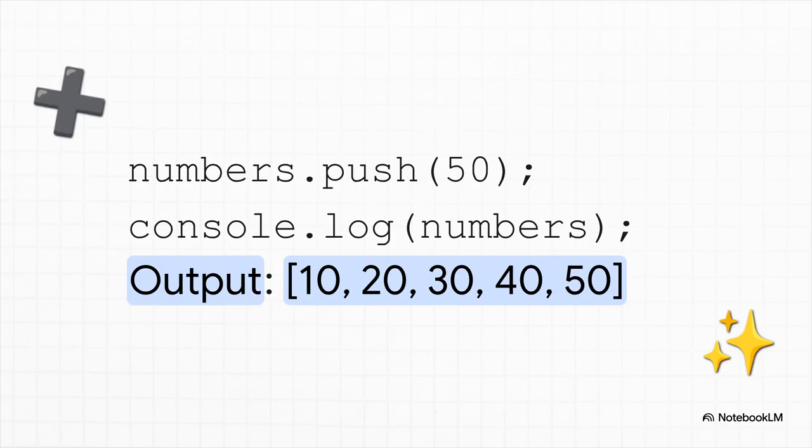Now, let's grab one of those tools from our toolkit. We'll call .push(50). Remember what push does? It adds something to the end of the array. So when we look at the array again, yep, there it is. 50 is tacked right on at the end.